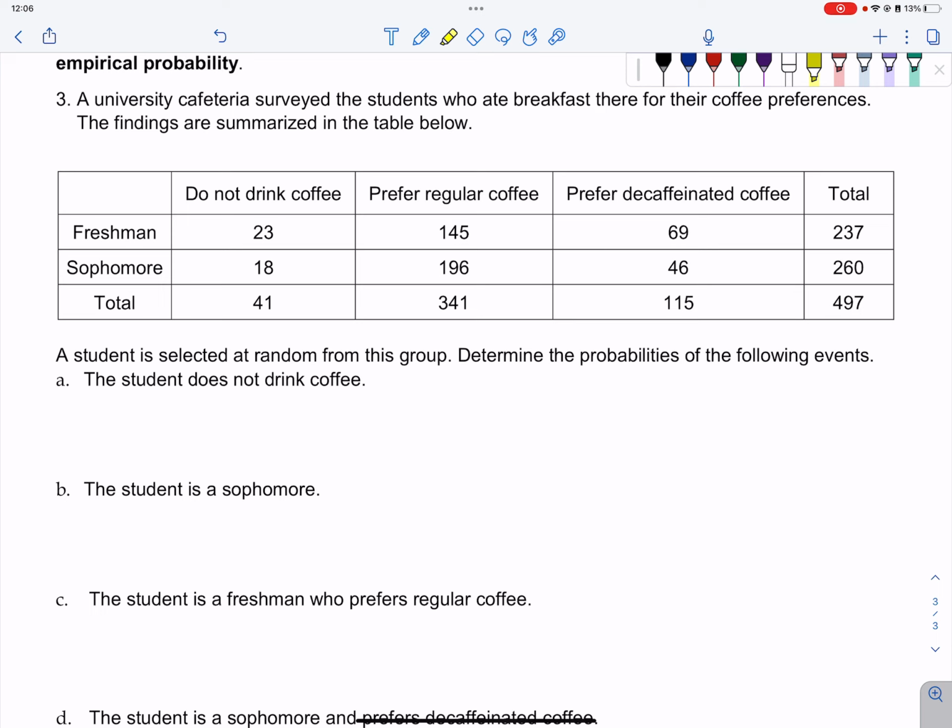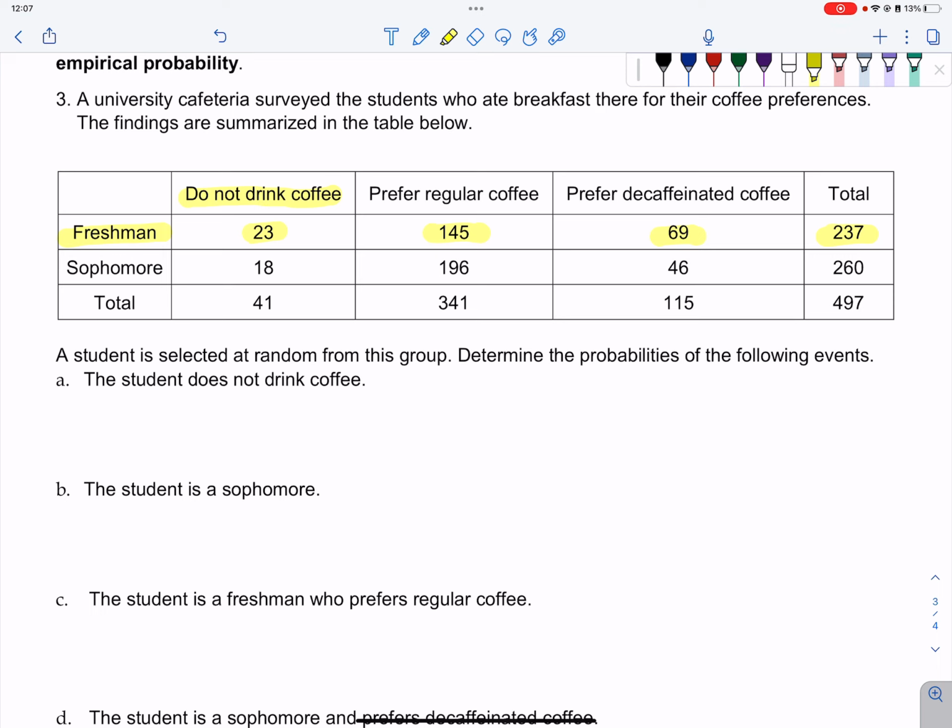Now how this works is if I look at the row freshmen, my intersection here of 23 is intersecting with the column of do not drink coffee. So that means 23 of the students that they surveyed selected yes, they are a freshman on their survey, and they also selected they do not drink coffee as their choices. We also have 145 freshmen that prefer regular coffee and 69 freshmen that prefer decaf coffee. And now if we add those three numbers together, that gives us the total for this row, meaning that there are 237 freshmen that answered the survey, regardless of what they chose about their coffee preferences.